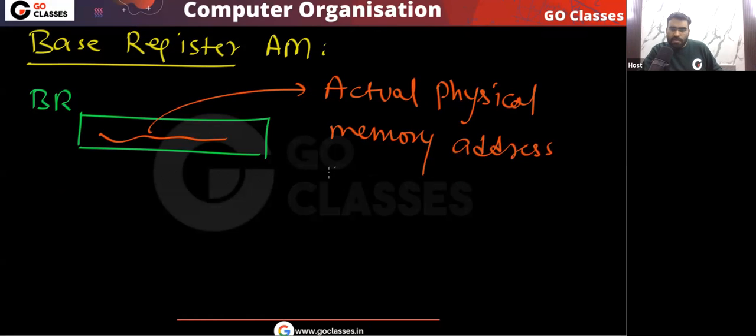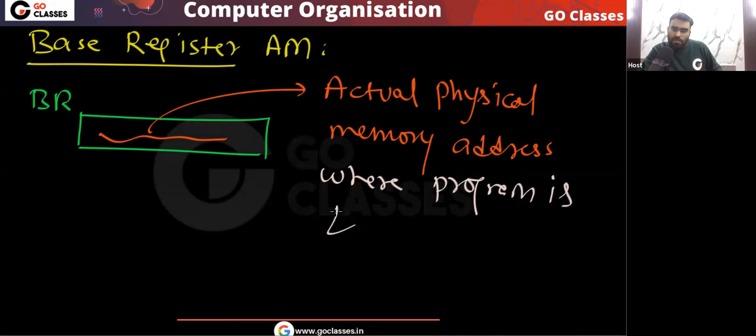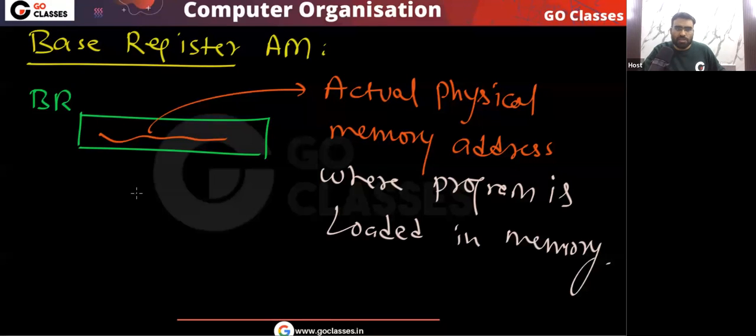Okay. Where the program has been loaded. Where the program is loaded in memory. So that's it. Now, very simple. I hope you understood. So this is the concept. And did you understand the application of base register addressing mode? Very simple. Using the base register, you can create relocatable code. So this is the simple idea.